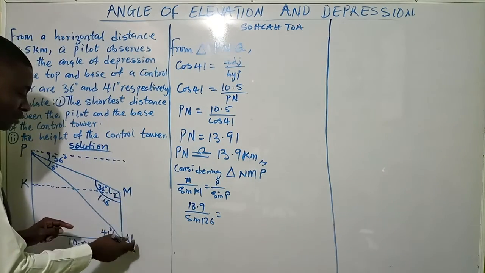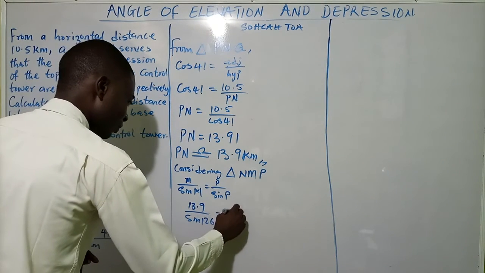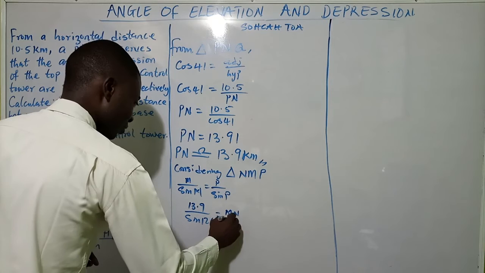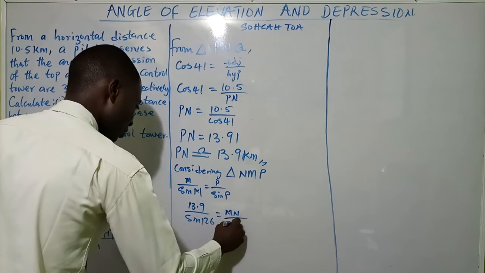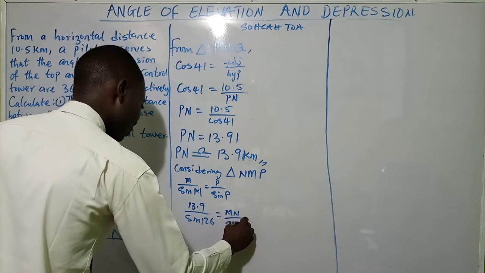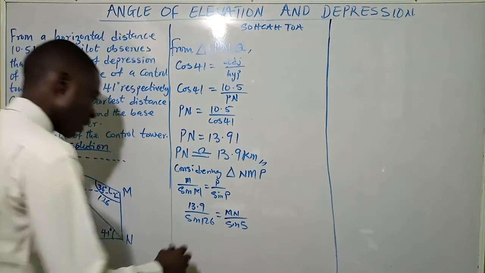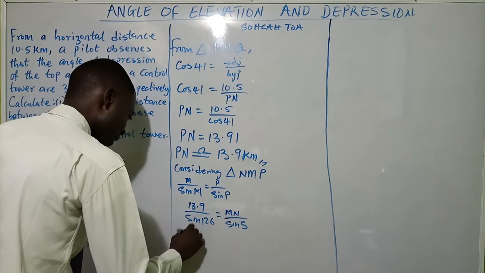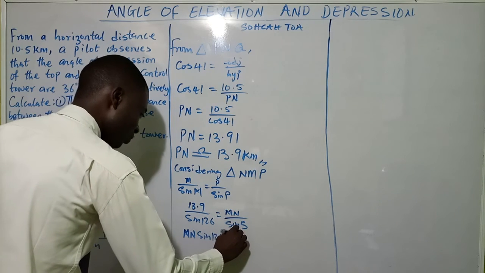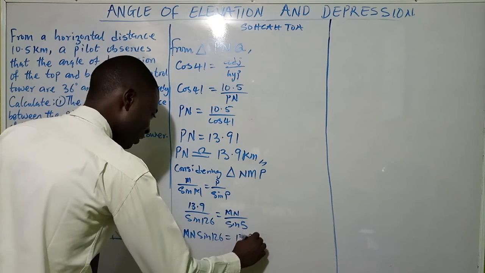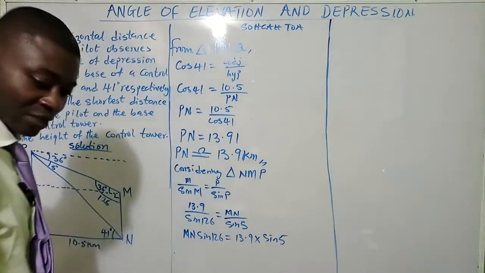Small letter p is our MN over sine P. That is sine 5. So what I do from here, we'll cross multiply. That means that MN sine 126 is equal to 13.9 times sine 5.